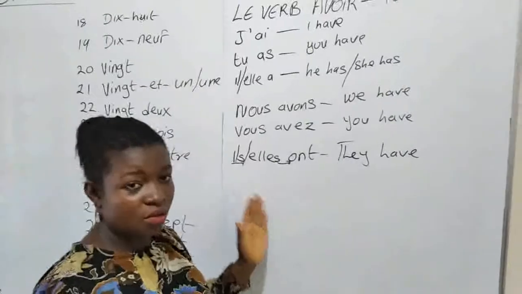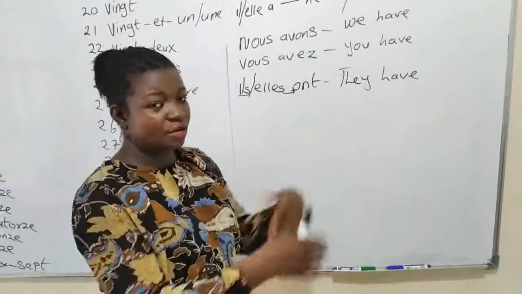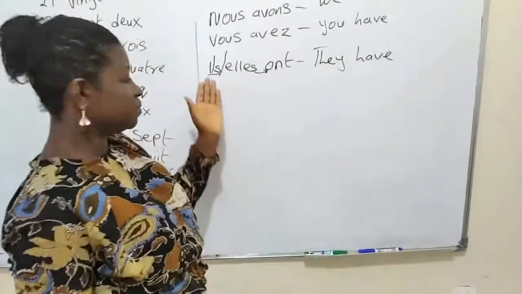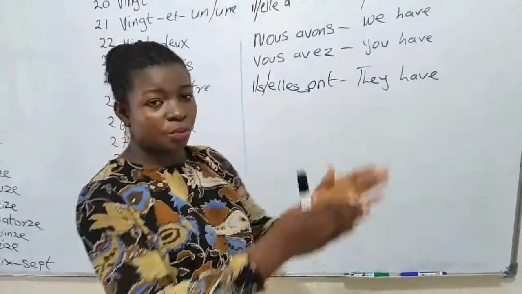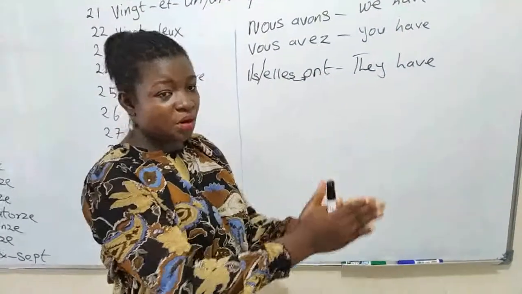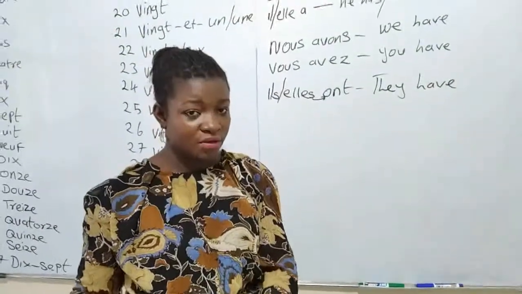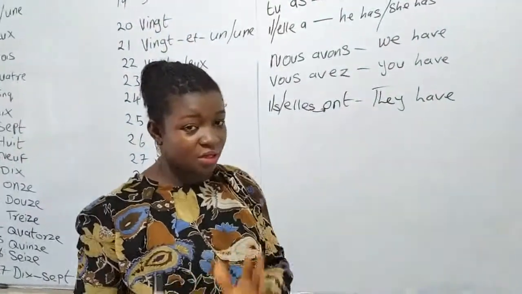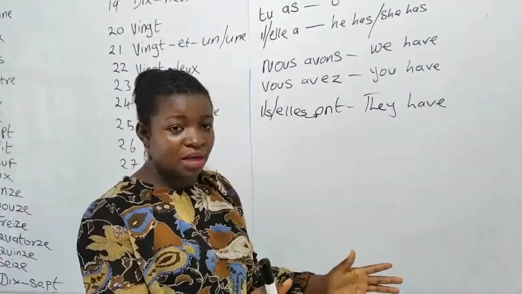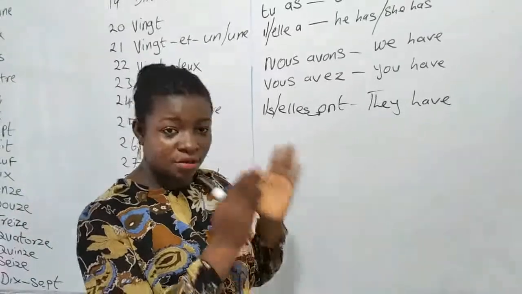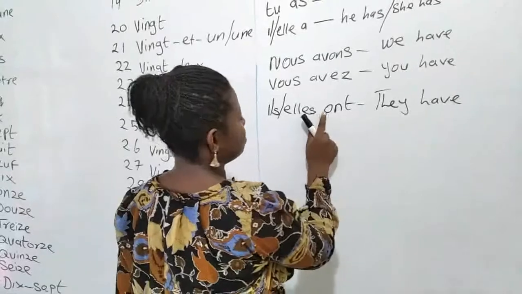You simply use il for both. Or if you have a boy and a girl together, they are now plural, not one person. Simply use il. Another way of using il is when you have a group of boys together, only boys, use il. When you have a group of girls, you use elles. Group of girls alone, elles. Group of boys alone, ils. Group of boys and girls mixed together, you use ils. So we have ils ont, elles ont.